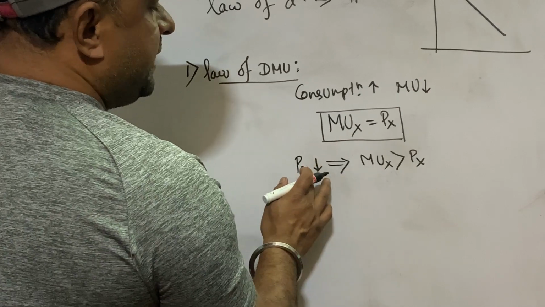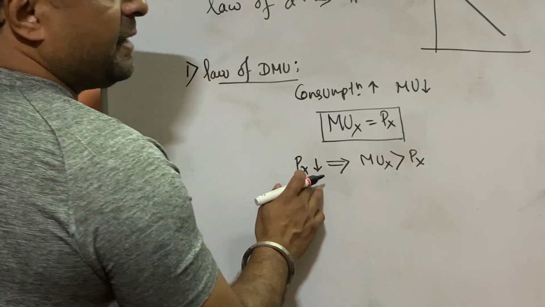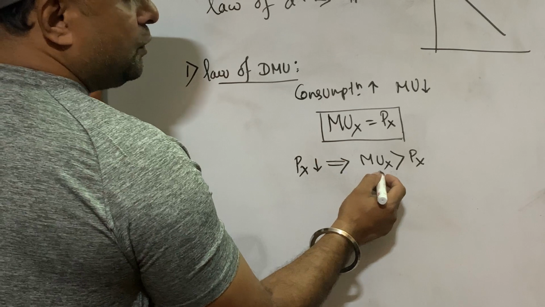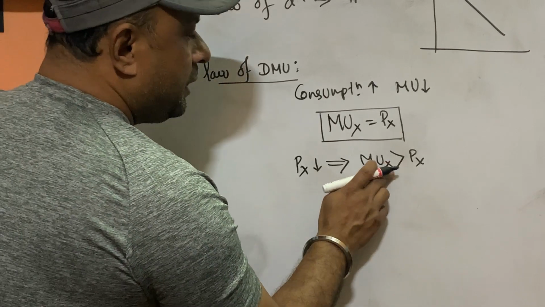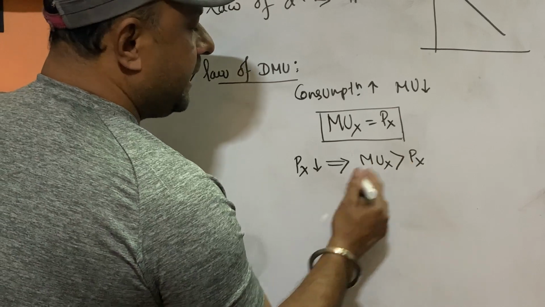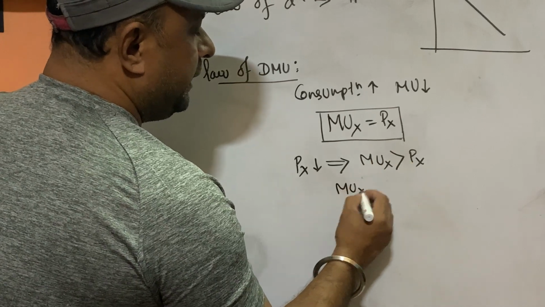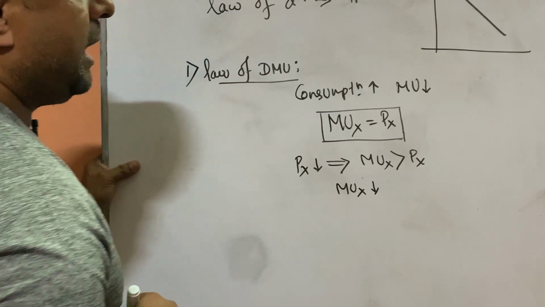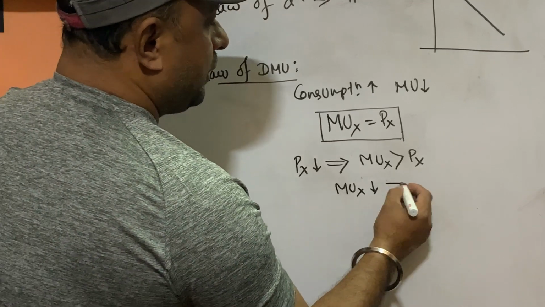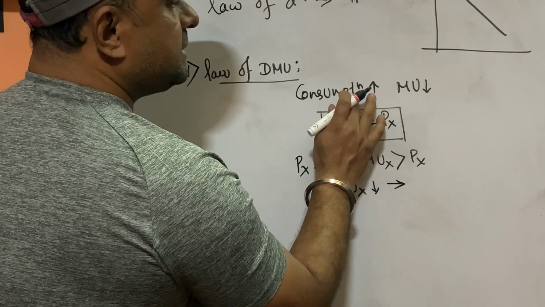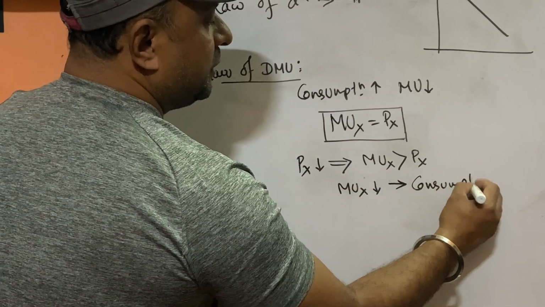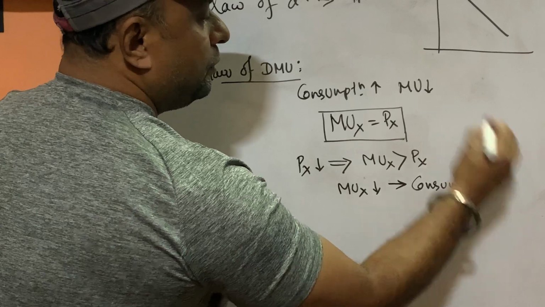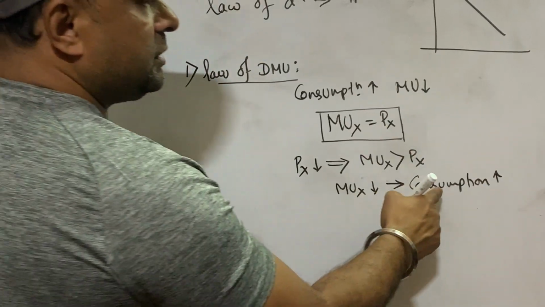Now when PX is less, he cannot change the price. Price is fixed in the market. So what can he adjust? He has to adjust his MUX. How? When MUX is greater than PX, he has to reduce the MUX. How can he reduce the MUX? According to DMU, if he increases the consumption, then automatically his marginal utility will fall.